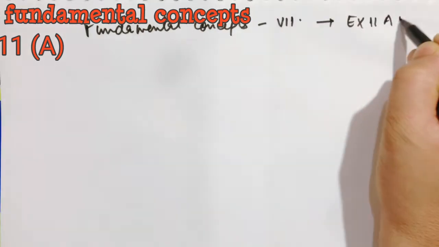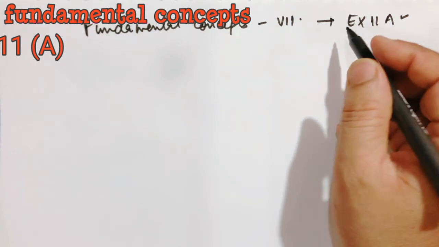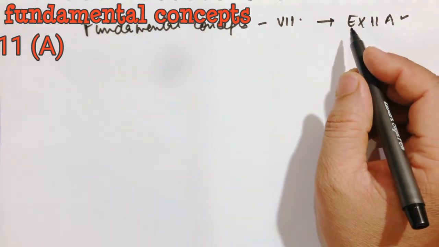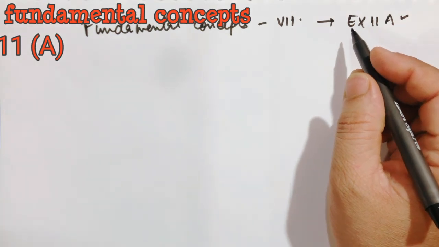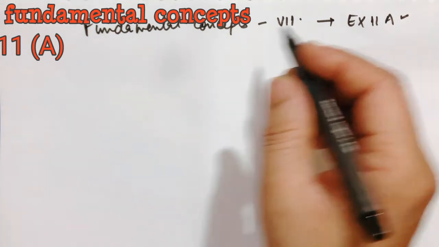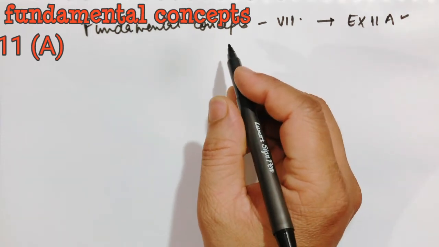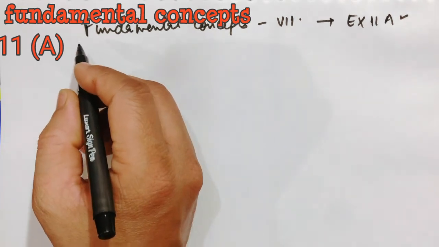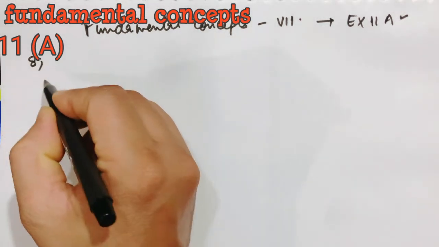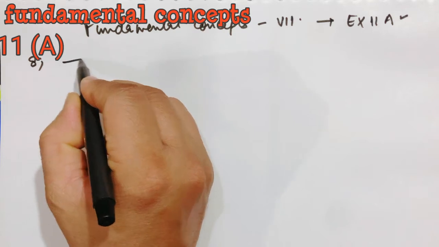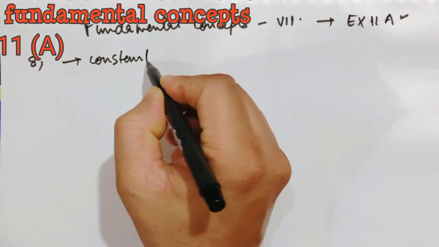11a, what we find is that we shall learn something about terms, constants, variables, and other kinds of expressions. For example, when you are being asked like 8, what is 8? Is it a constant or a variable?